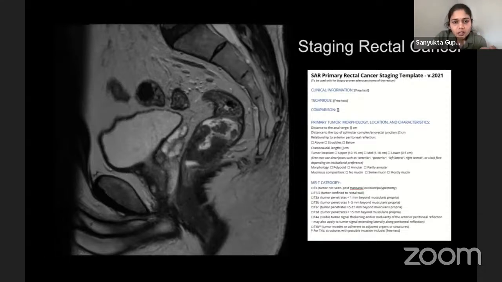So whether it's completely circumferential, whether it's semi-annular, partly annular, and how is the tumor? Is it a polypoid lesion? Is it a mucinous one? No mucin, some mucin, or mostly mucin. So mucin component is avidly hyperintense on T2. Then we can give the T staging.